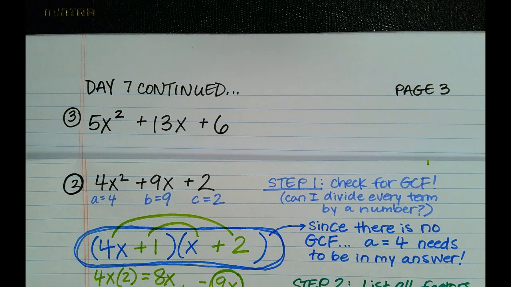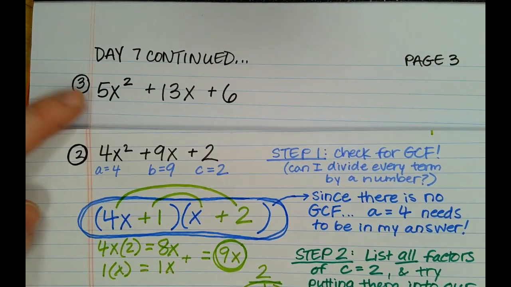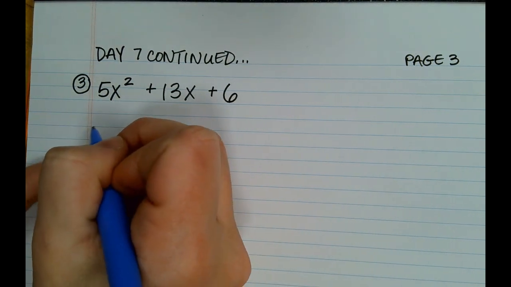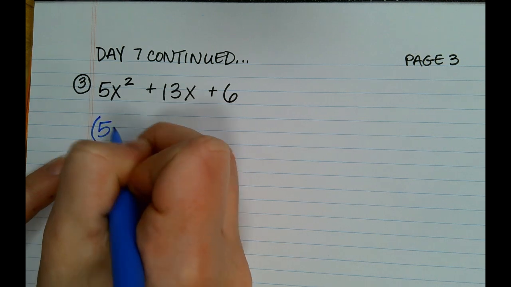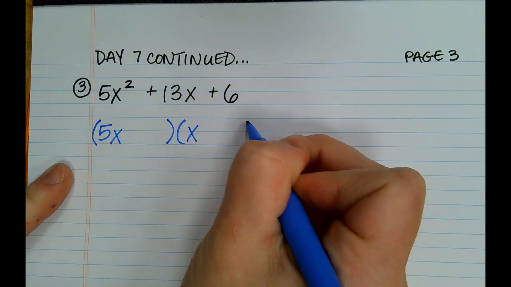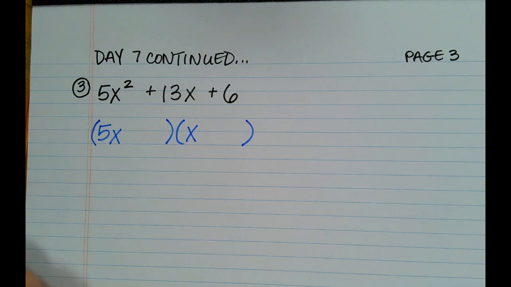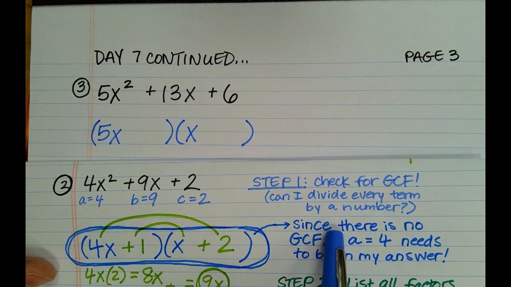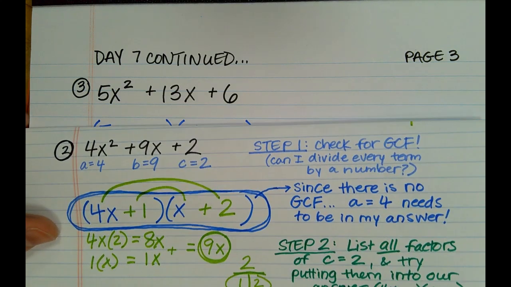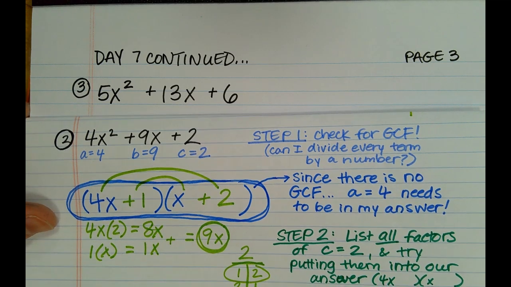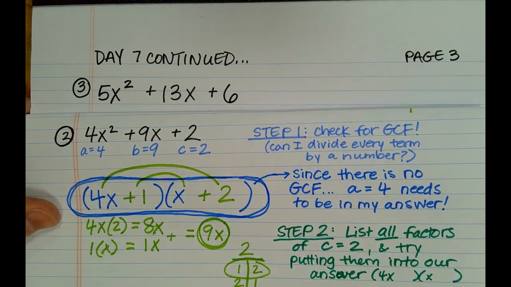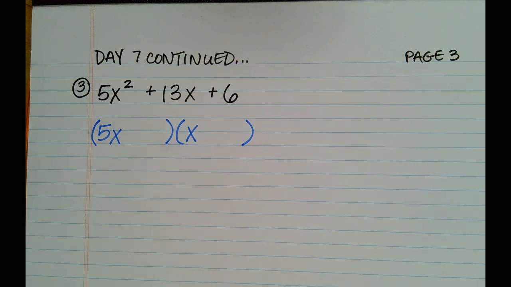So, what do I do? Drop down A. Yeah, I need to bring my A term, or my 5, down into my answer. So, I'm going to have two sets of parentheses where one begins with 5x and one begins with x. Okay, so we completed step 1 there. Our 5 is in our answer. What should we do in step 2? Yeah, for step 2, we want to look at all the factors of C. In this case, our C is 6.